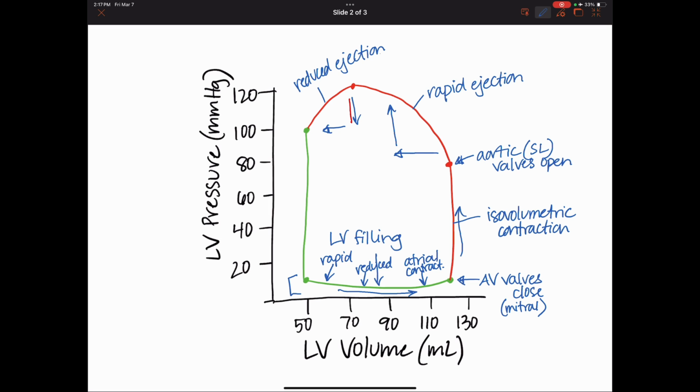So then the ventricle starts to relax, and as it does that, the pressure in the left ventricle becomes less than the pressure in the aorta. And at that point, that is when we see the closing of the aortic or the semilunar valves.